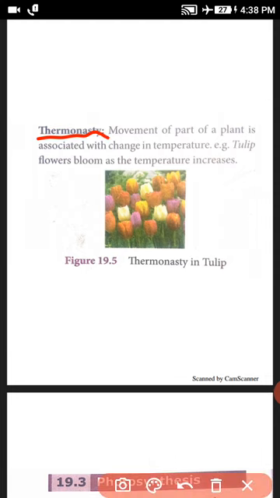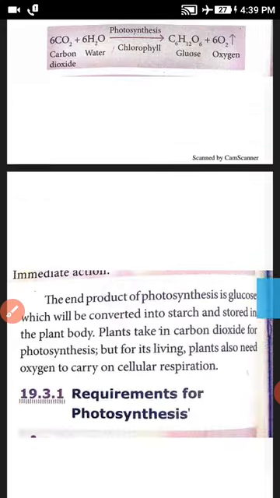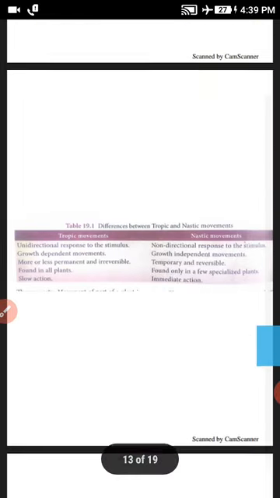Next, thermonastic, the movement of a part of a plant associated with a change in temperature. Example, tulip flowers bloom as the temperature increases. Next, what are the differences between nastic and tropic movements?